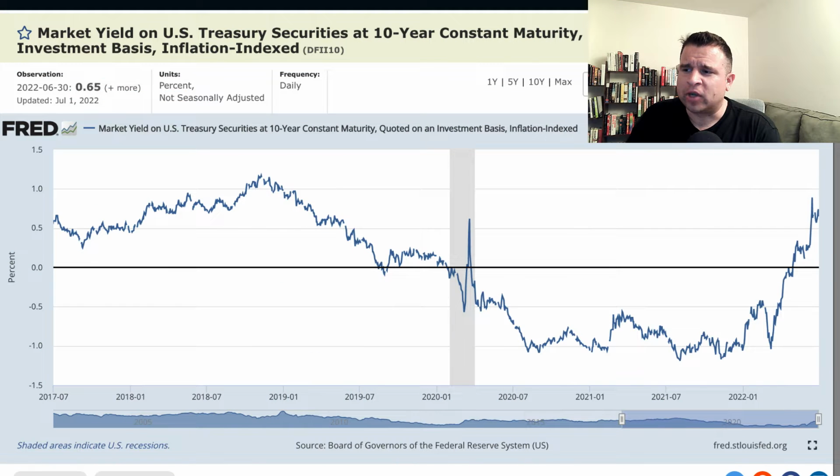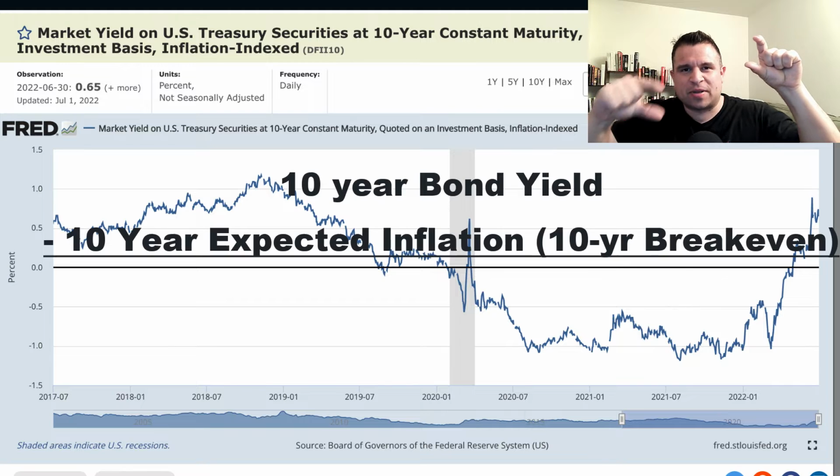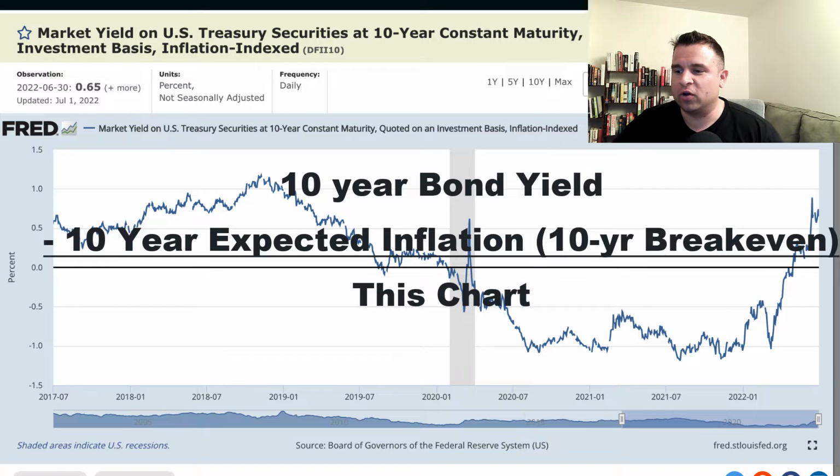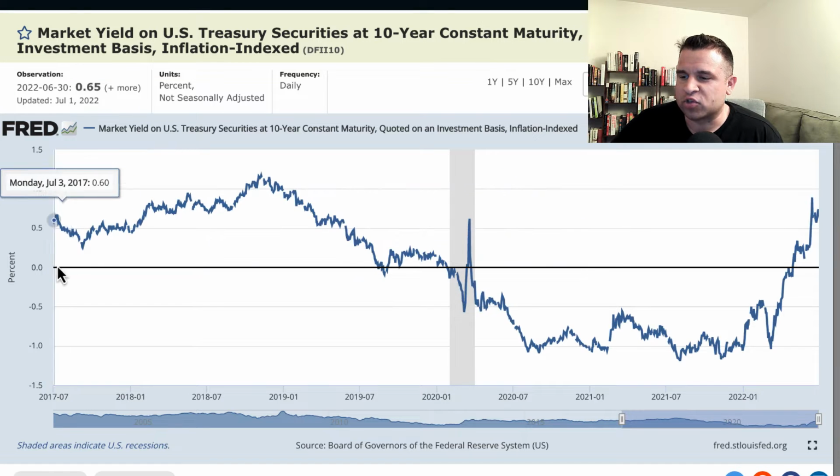So this is a very complex chart though, but what this chart shows is a 10-year bond yield, constant maturity, basically the inflation index. So all that means is you take a 10-year bond yield minus out the expected inflation over the next 10 years or so, and you basically either get a positive yield or a negative yield here. So if you look at the chart right here, you basically have a 0% line in the middle.